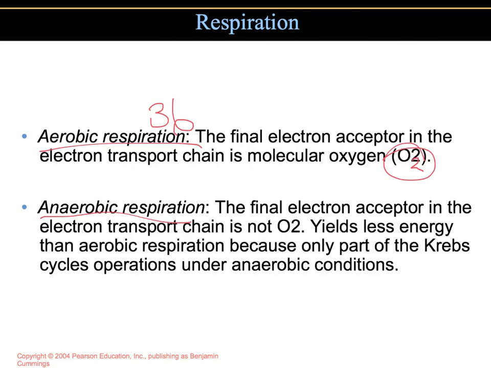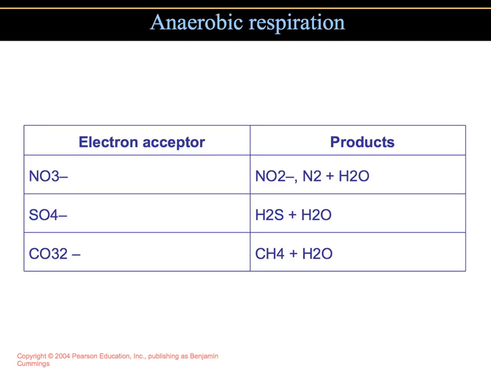Some use nitrate ions like Pseudomonas and Bacillus. Those genera use nitrate ions. Some use sulfate, some use carbonate. The amount of ATP made in anaerobic respiration varies with organism and pathway, but it never is as high as aerobic respiration. This slide is simply showing the electron acceptors in anaerobic respiration.